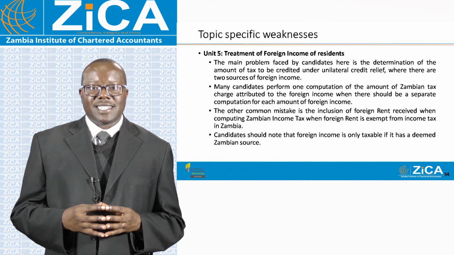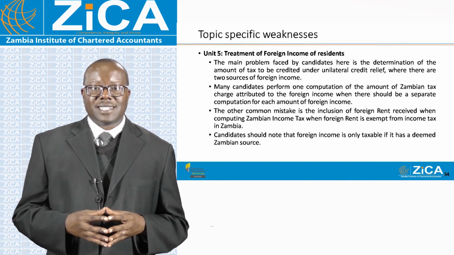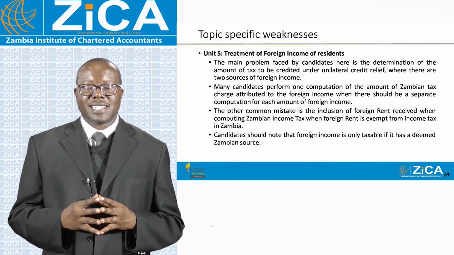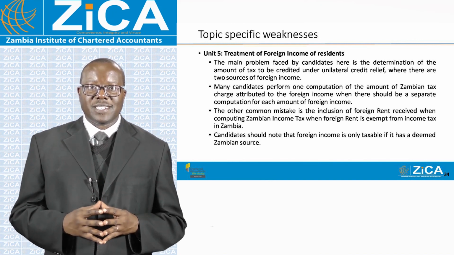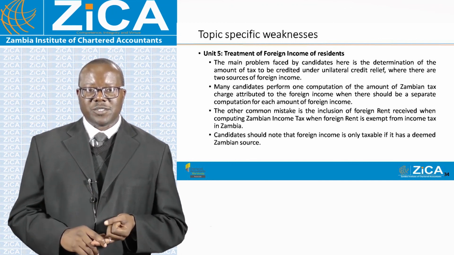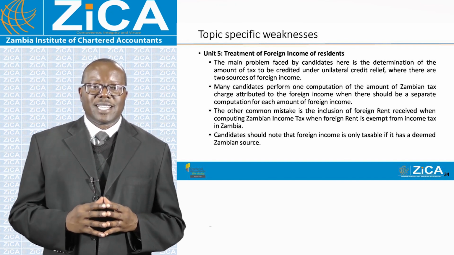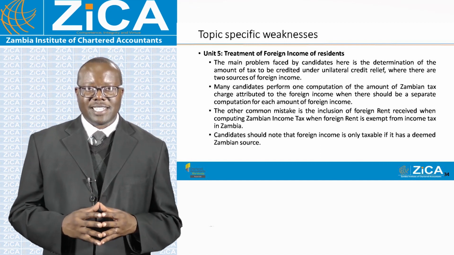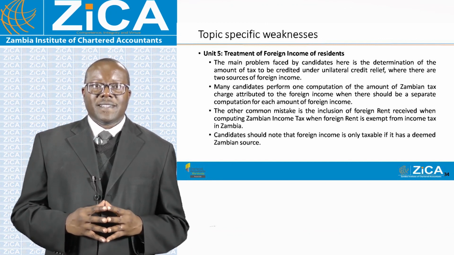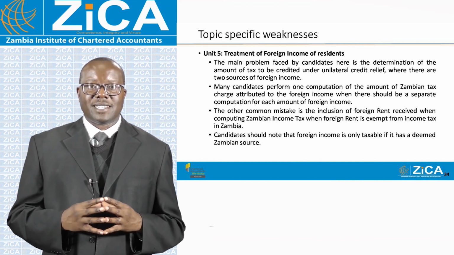The other common mistake is the inclusion of foreign rent received when computing Zambian income tax. Foreign rent is specifically exempt from income tax in Zambia, whether it is received by an individual or by a person other than an individual. So candidates should note that foreign income is only taxable if it has a deemed Zambian source. The foreign income which is deemed to have a Zambian source has been defined within the Income Tax Act.